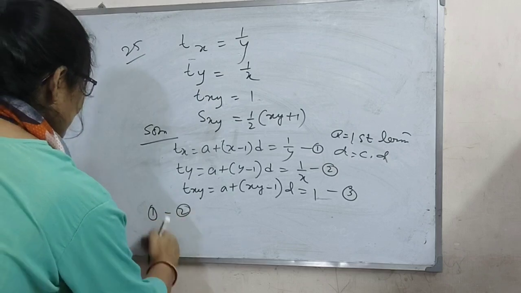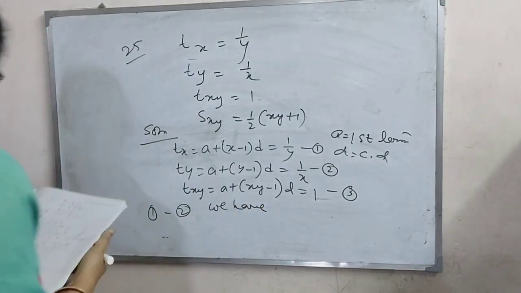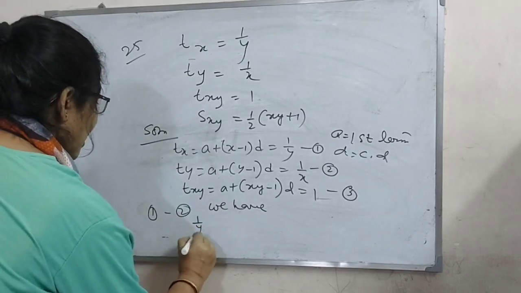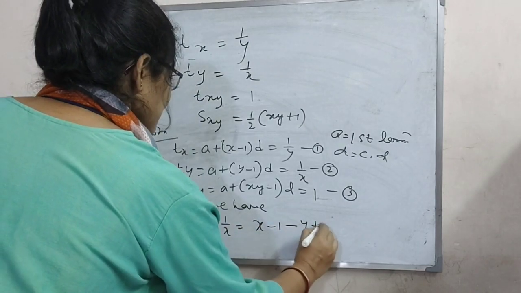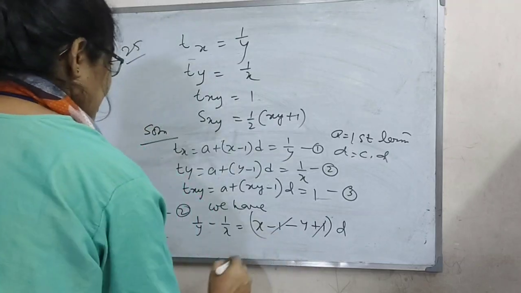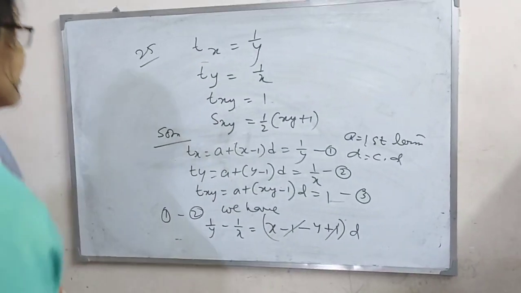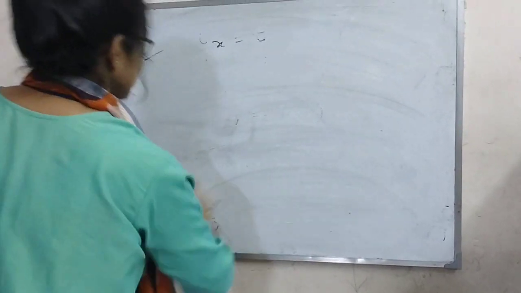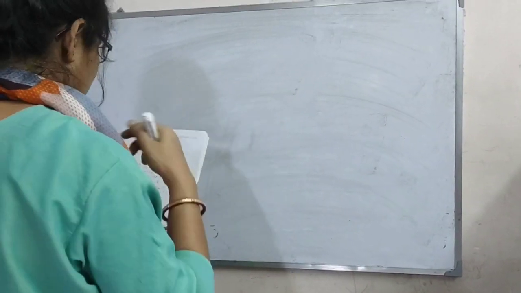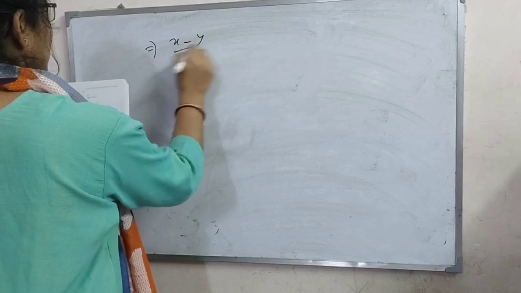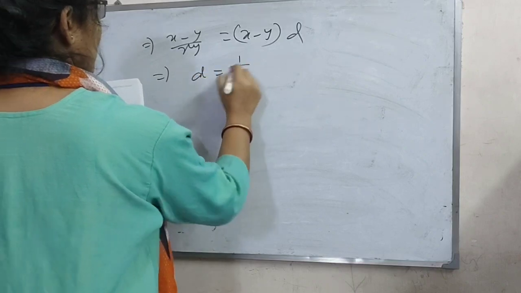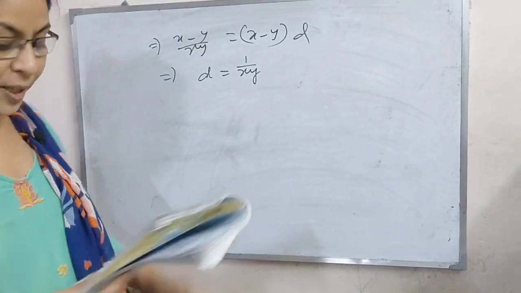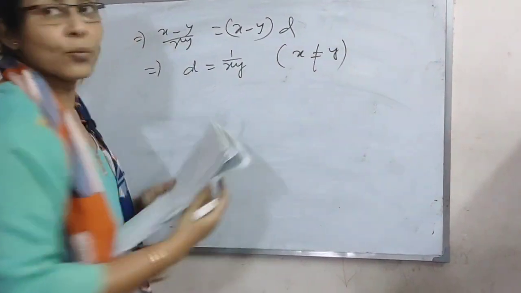From 1 and 2 we have 1 by y minus 1 by x, this equals x minus 1 minus y plus 1 into D. This is equal to x minus y into D. So we have x minus y by xy, this equals x minus y into D. So D equals 1 by xy. Here x is not equal to y.